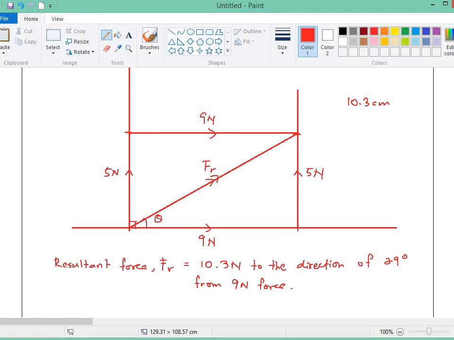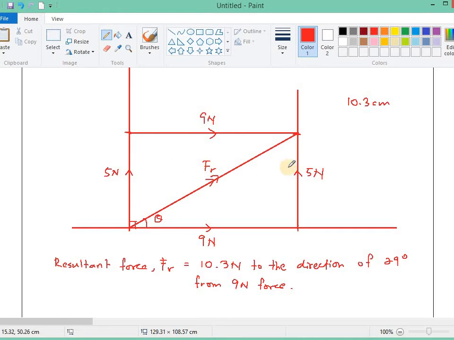Okay, this is the parallelogram method. The reason why we call it the parallelogram method is because this diagram is a parallelogram, right or not? This 9 Newton and this 9 Newton are parallel.